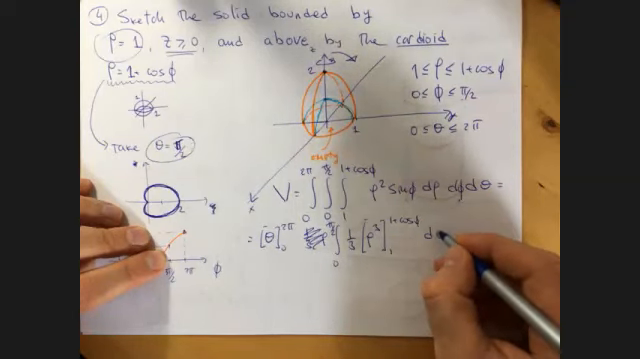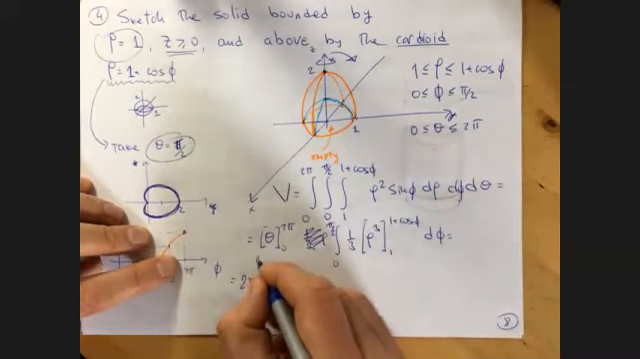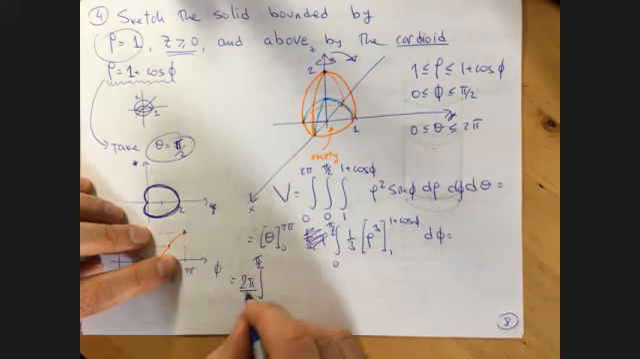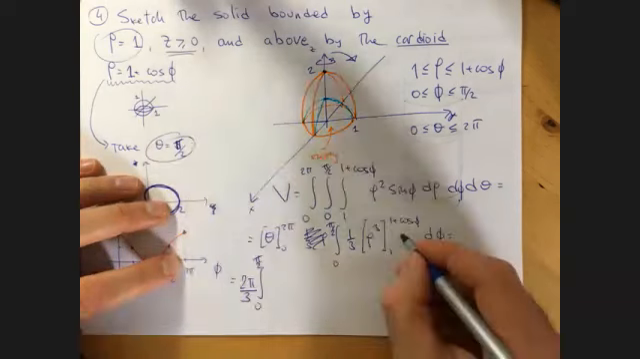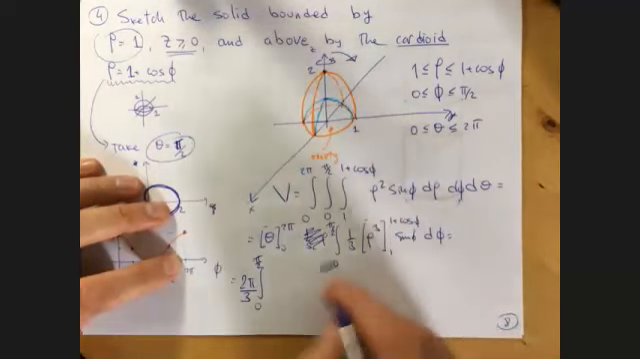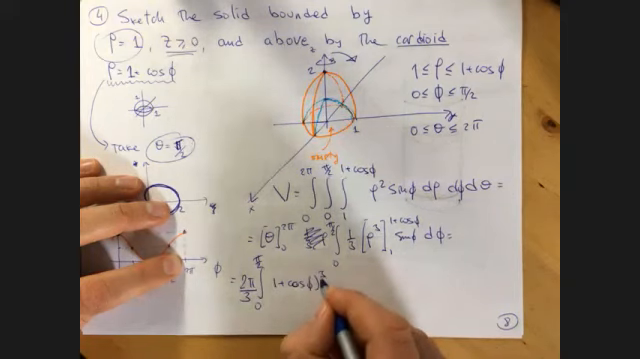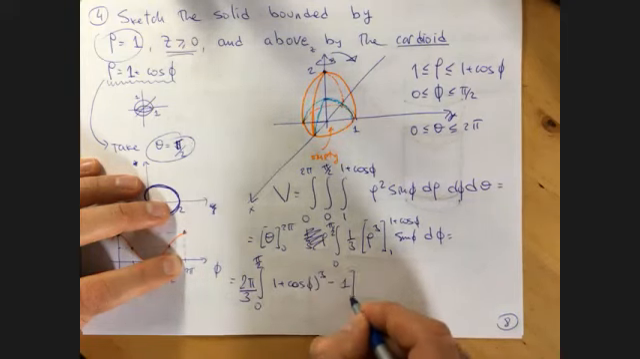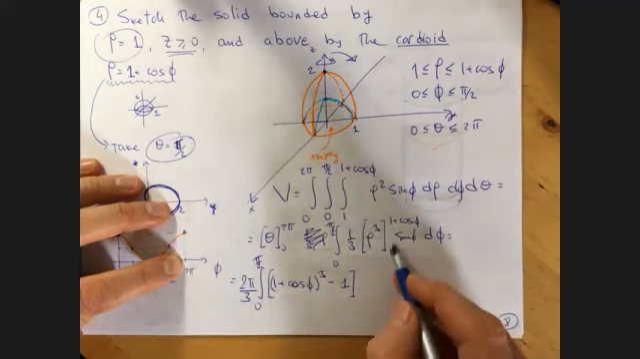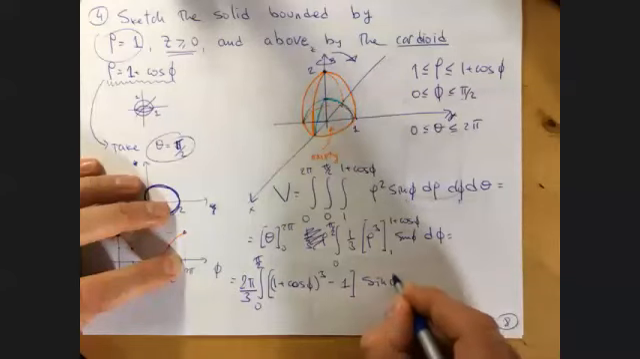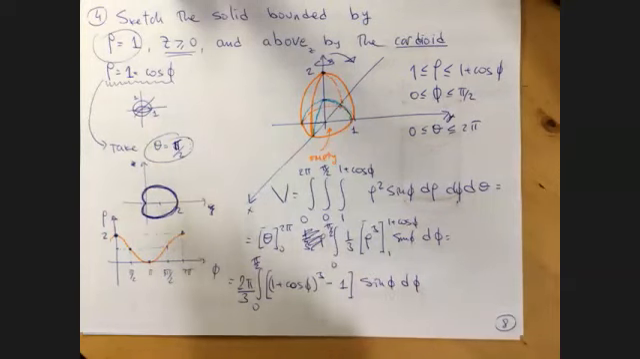D phi. Okay, so this is 2 pi over 3 times the integral from 0 to pi over 2. I pulled this constant out. And then here, I forgot sine of phi. And here I have 1 plus cosine of phi cubed minus 1, when I evaluate this antiderivative at the endpoints, times sine of phi d phi.